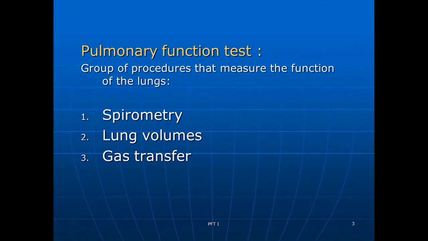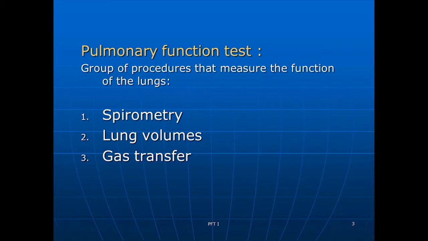The second aspect of a pulmonary function test looks at the lung volumes. We all studied lung volumes and capacities. So you're going to be able to see the various lung volumes: vital capacity, total lung capacity, tidal volumes, FRC. Those kinds of things will be able to be determined by a pulmonary function test.